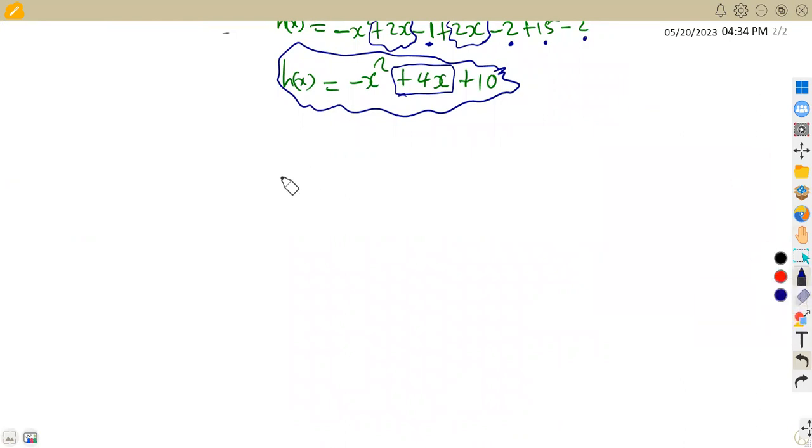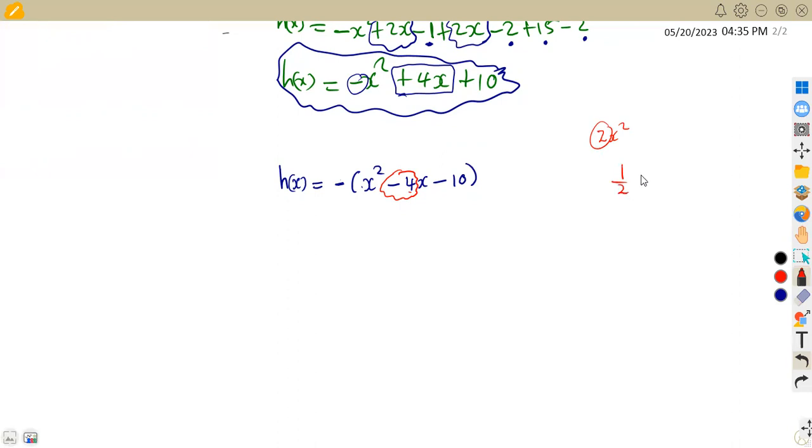Let me just rewrite my h(x). If I factor out a negative, this is going to be negative into x squared, positive and negative, that's a negative 4x. Positive divided by a negative, that's a negative 10. The coefficient of x squared must be a positive 1, not positive 2, not positive 3. If it was 2x squared, you factor out 2 so that you remain with positive x squared, not any other term.